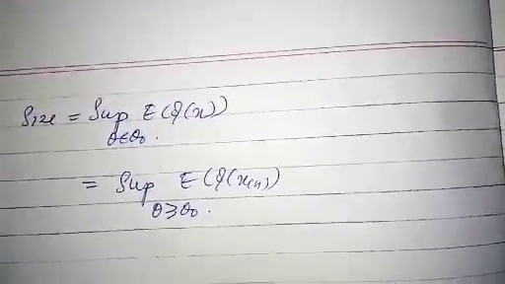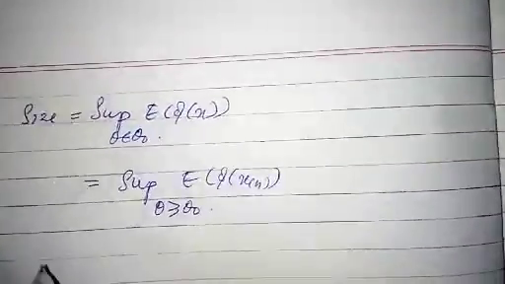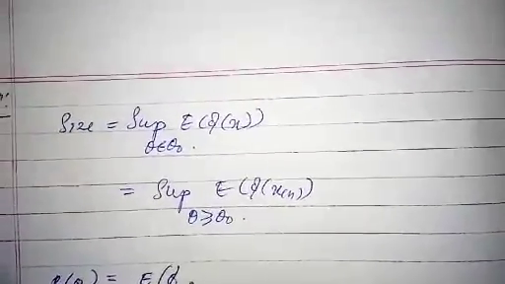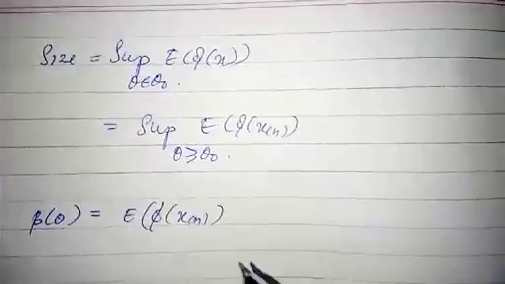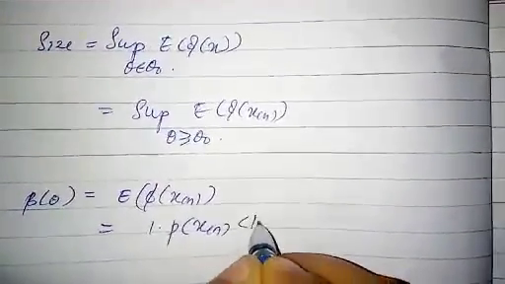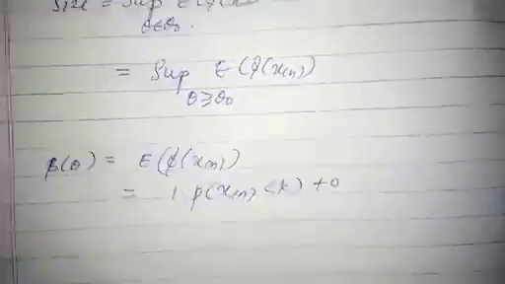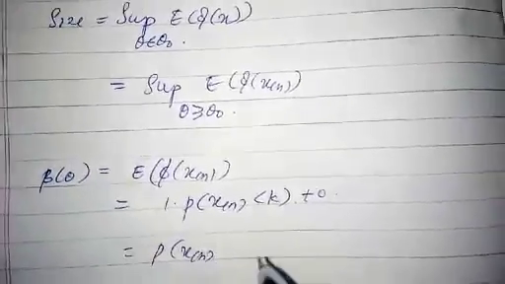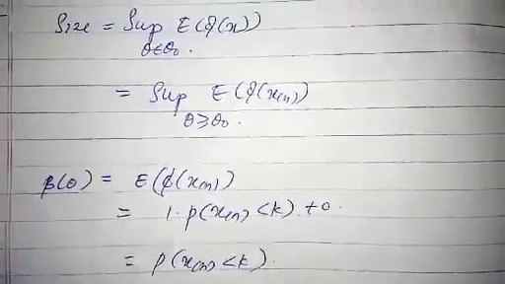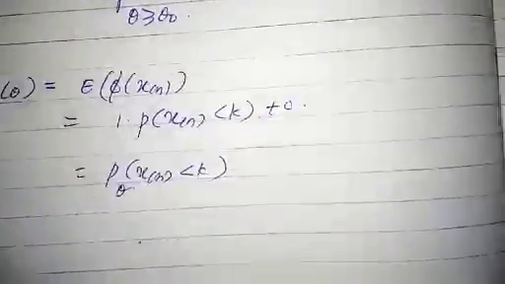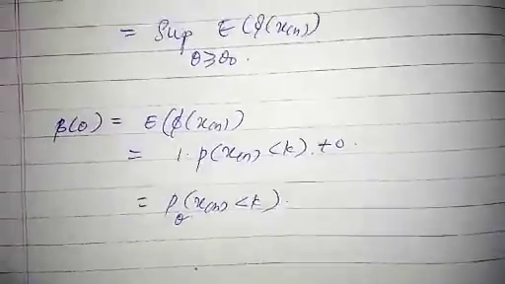For that, first we have to find beta of theta, right? So here what is beta of theta? Beta of theta equals the expectation of phi of xn, right? It's equal to 1 into the probability of xn less than k plus 0, right? It's equal to the probability of xn less than k under theta, right? So here also we have to find the density of the nth order statistic, right?